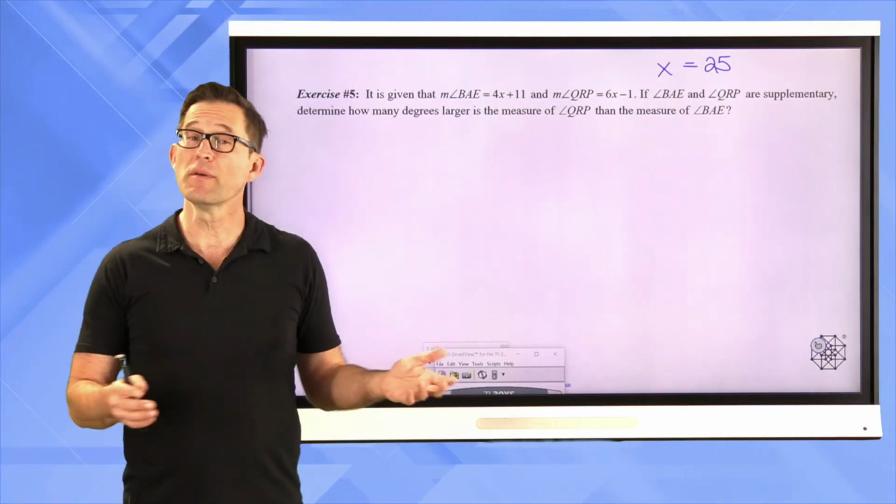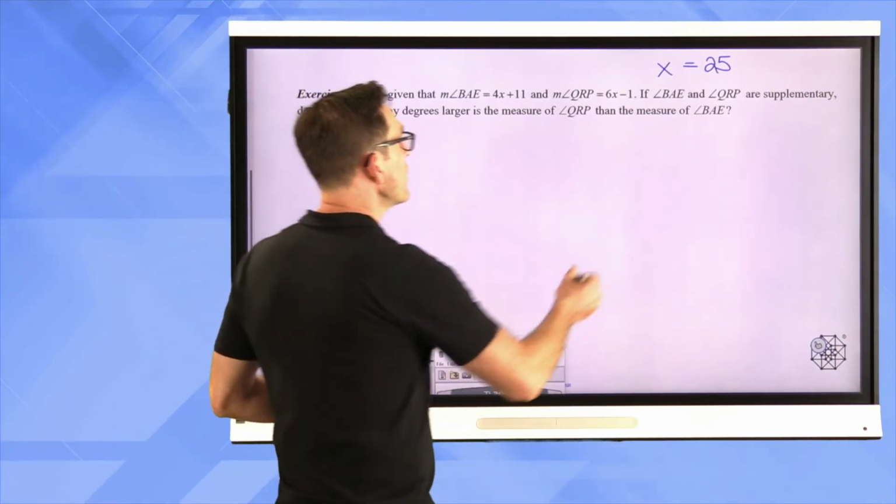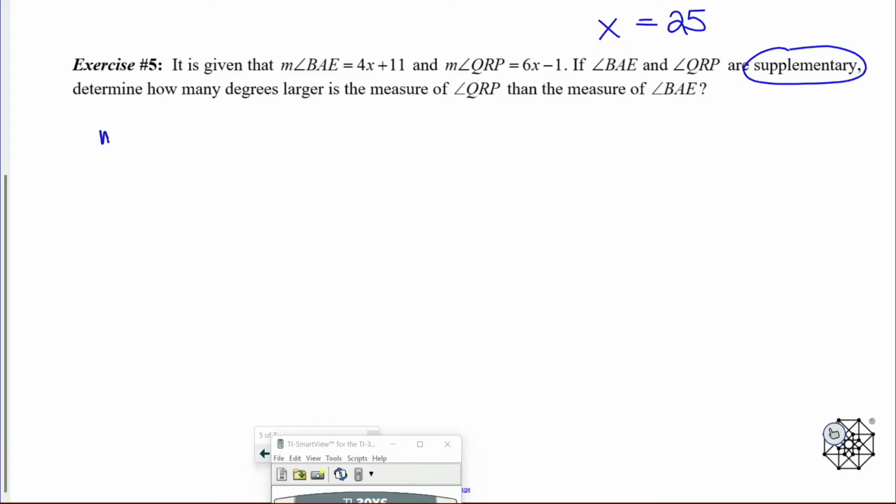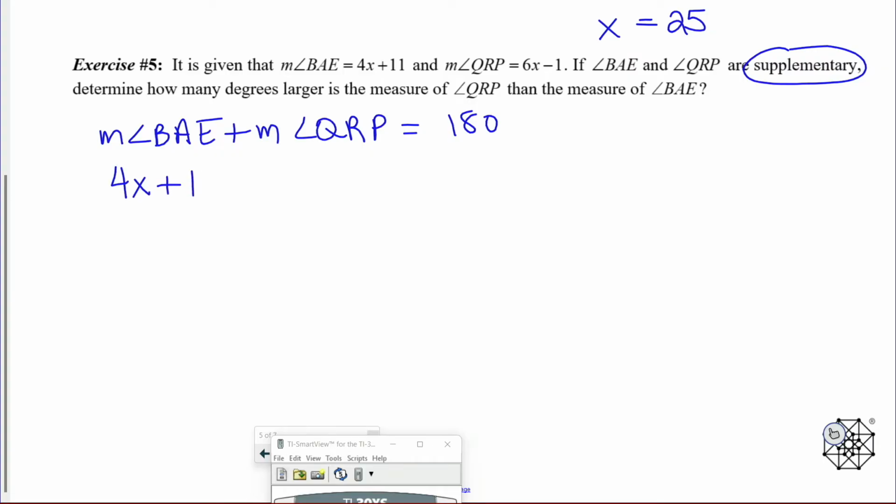All right, well, simple enough, maybe even easier than the last problem, right? We know that they're supplementary, which means that when we add the measure of angle BAE to the measure of angle QRP, then we're going to get 180 degrees. All right. They've already told us what these things are algebraically: 4x plus 11 and 6x minus 1. Right? So we'll get 180 there.